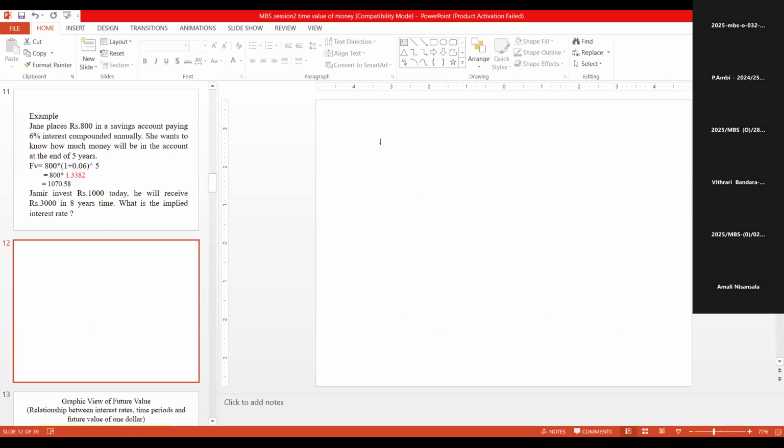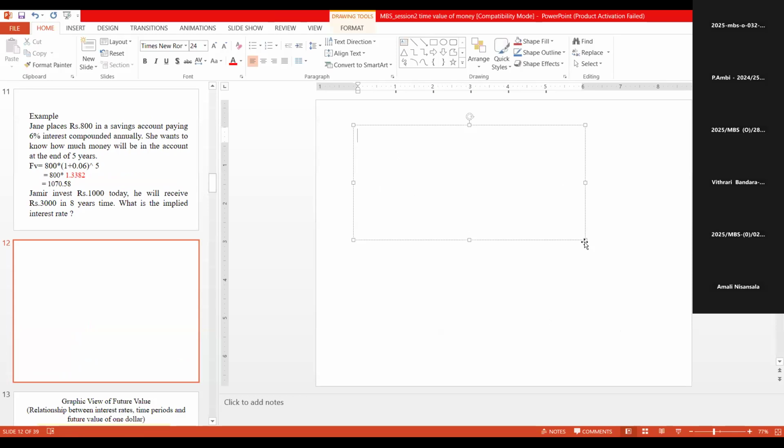Right. Here you can see what we need to do. This is future value equal to, right? Today's value, present value, times 1 plus I power n, right? Calculator, you can use the power sign this way, power n. So if you take 3000 as the future value, present value is 1000, 1 plus 0.06 power 5.